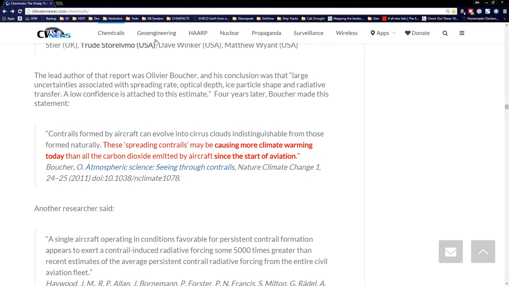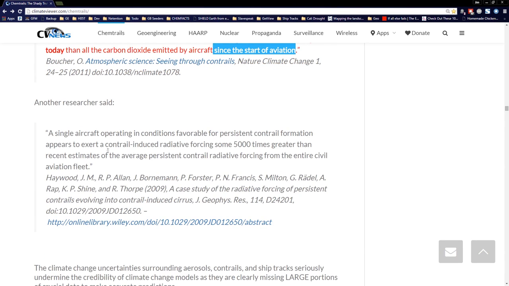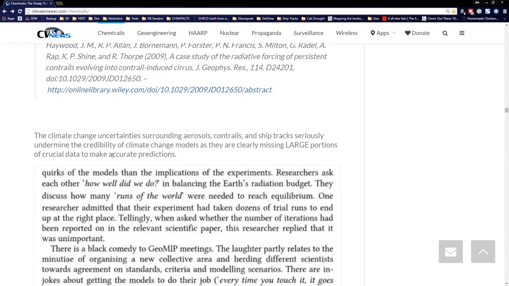The lead author in that report said that there were a lot of uncertainties about contrails. Then 4 years later said this: contrails formed by aircraft can evolve into cirrus clouds indistinguishable from those formed naturally. These spreading contrails may be causing more climate warming today than all of the carbon dioxide emitted by aircraft since the start of aviation. Yeah. Then the next page is by Haywood, quote, a single aircraft operating in conditions favorable for persistent contrail formation appears to exert a contrail-induced radiative forcing some 5,000 times greater than the recent estimates of the average persistent contrail radiative forcing from the entire civil aviation fleet. Boom. So that's a bad thing.